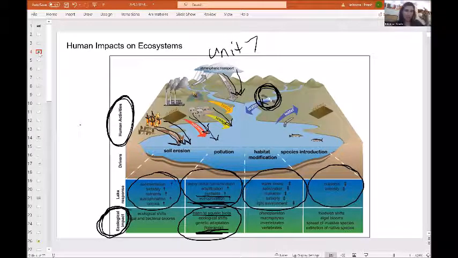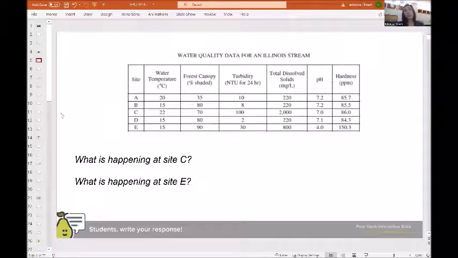So you want to take the reader, or you want to be able to display that you can go from human activity, to what is actually happening to the water, and then what's the ecological consequence. So think about it that way when you have to describe, discuss, explain those types of task verbs that you see. Okay, so I mentioned, how do we use water quality data to talk about what could potentially be happening as far as water pollution?